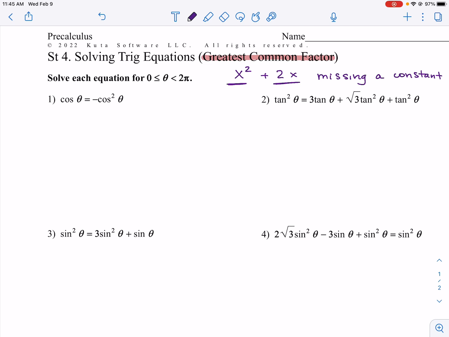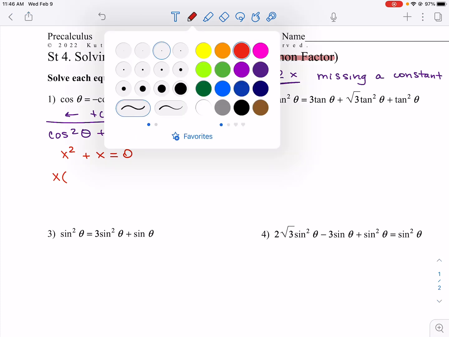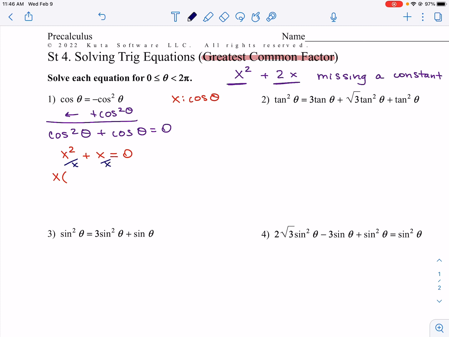So you still want to set your equation equal to 0. On this first one, I'm going to add cosine squared to move it to the other side. So cosine squared theta plus cosine theta equals 0. Students that I had this morning really wanted to use the substitution method, so I'm going to use substitution and say that x is cosine theta. So this would be x squared plus x equal to 0. The GCF between these two terms is just x. And remember, when you pull out a GCF, it's like you're dividing both terms by x. And when you do that, you're going to be left with x plus 1.